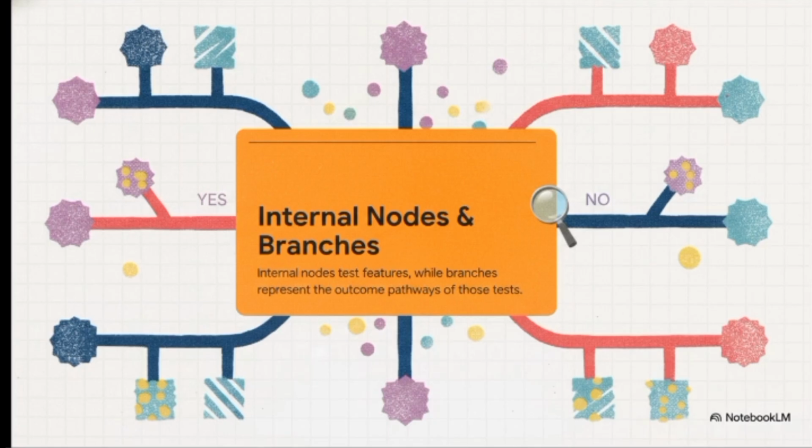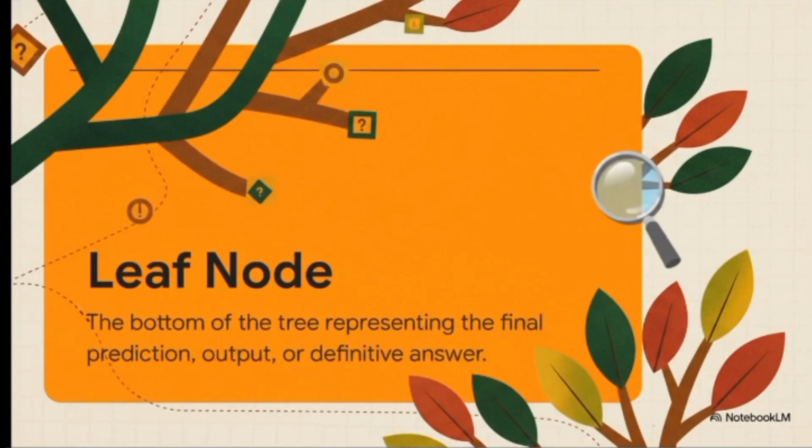And these branches lead you down to what we call internal nodes. At these internal nodes, more feature tests happen. The algorithm just keeps recursively asking questions, splitting the data further and further down the branches. And it just keeps doing this, right? The algorithm keeps asking these questions and traveling down the branches until it finally reaches the very bottom. This definitive bottom point is called the leaf node. It represents the final answer, the ultimate prediction, or the output. Once you hit a leaf, that's it. No more questions are asked.